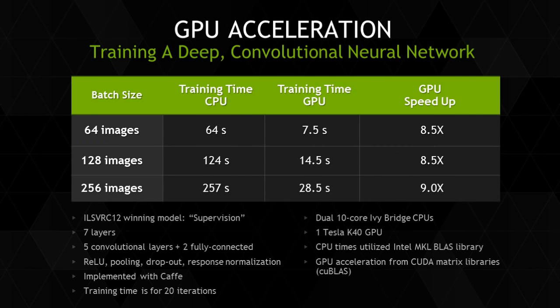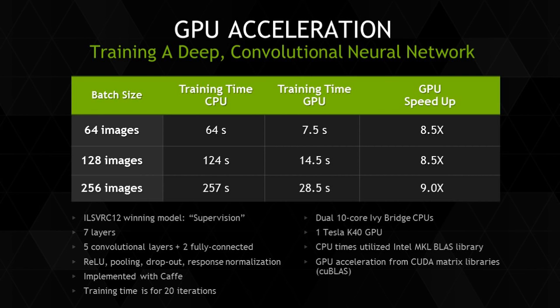An example experiment that we ran last year was training a network that won the ImageNet challenge in 2012, called Supervision, which is a fairly large convolutional neural network. We implemented it in a framework called Caffe. We trained it for 20 iterations, on both a Tesla K40 GPU and a CPU-based system using two 10-core Ivy Bridge CPUs. And we found that the GPU speed up was between 8.5 to 9 times for training those 20 iterations.